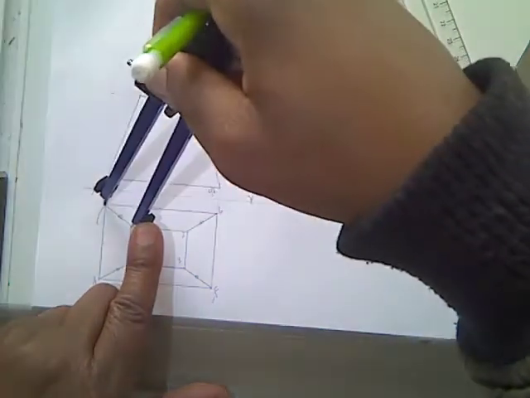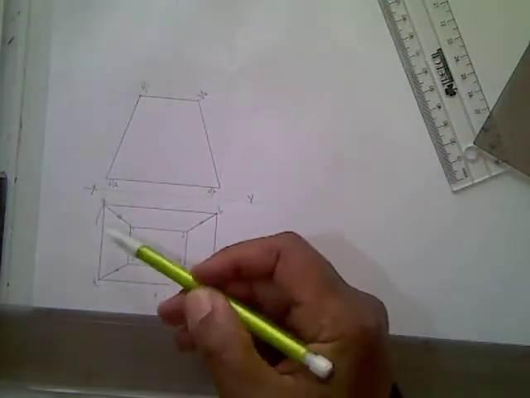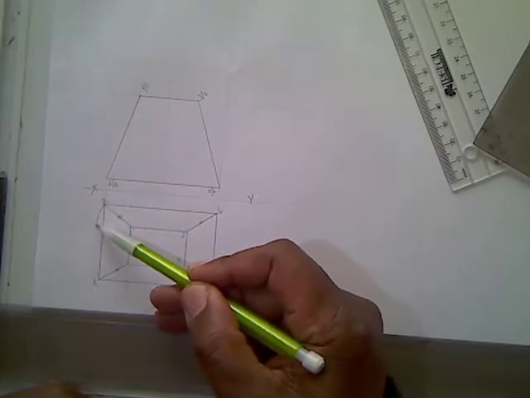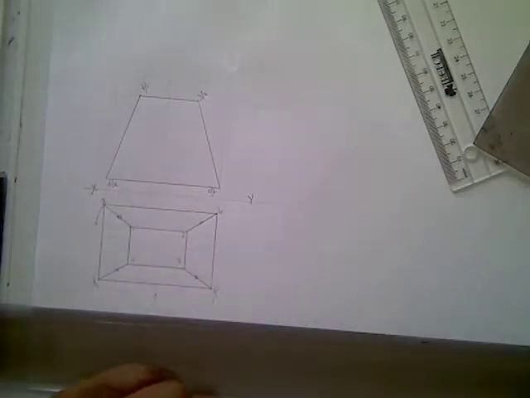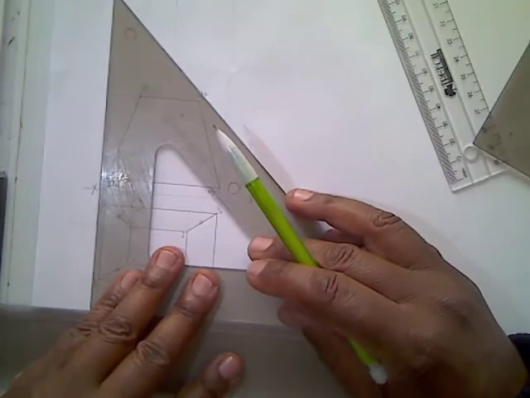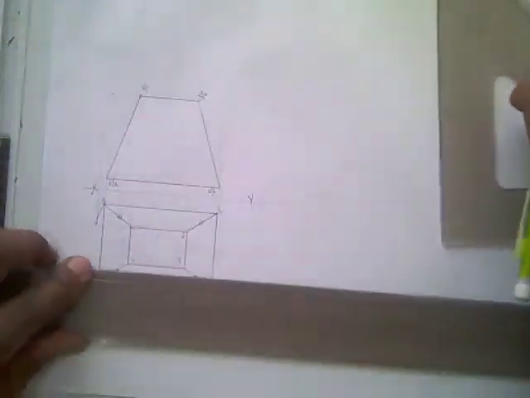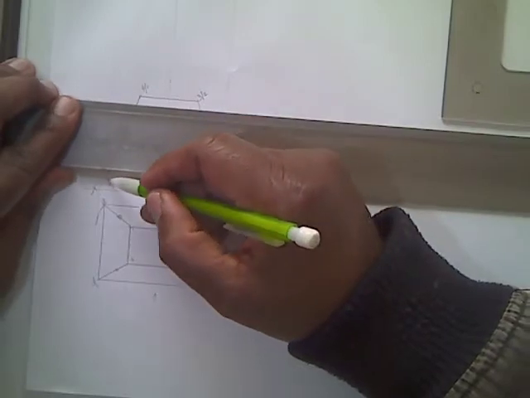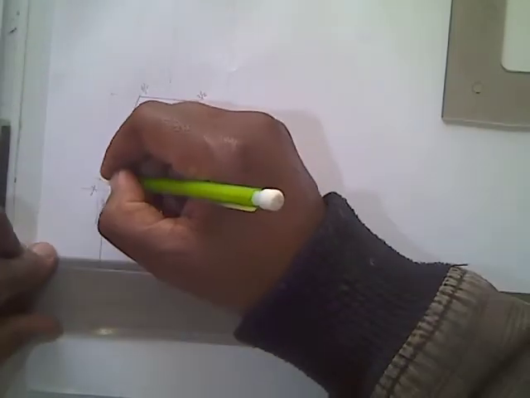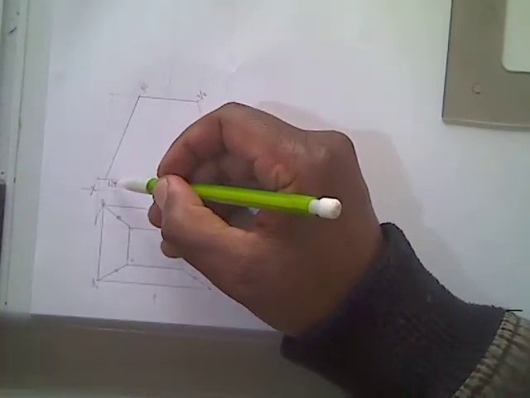I use my compass, and then I rotate my A. My A now has moved from here. It is now there. And I project it. So my A has been moved from here to there.